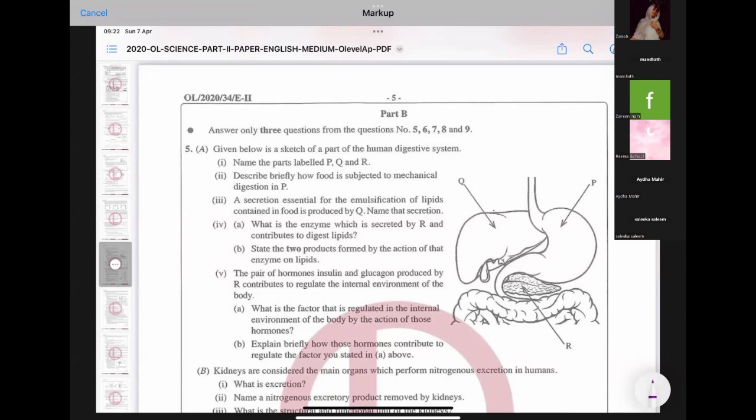Next, state 2 products formed by the action of that enzyme on lipids. What are the products of lipids? Fatty acid and glycerol. That's all. Then the pair of hormones, insulin. This one we should go for in chemical coordination. That's all for that question.